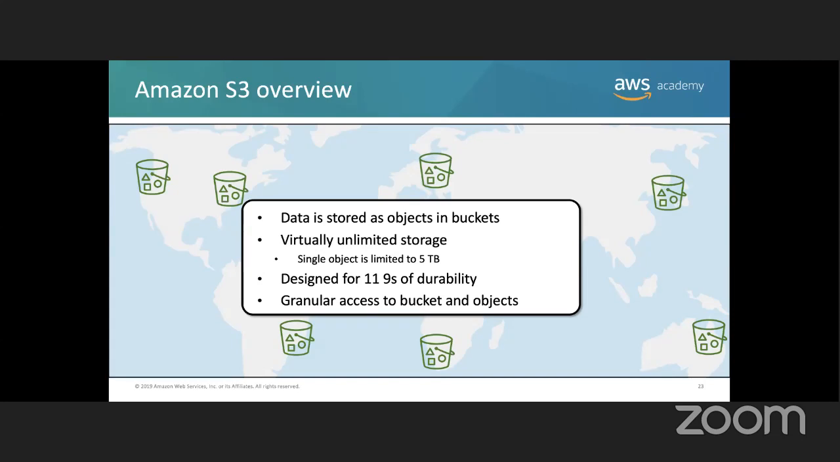The difference between this guy and Glacier is that Glacier has a limit of 40 terabytes per object, okay? Which is much, much bigger than S3, okay? And it's unlimited too. So don't forget that, virtually unlimited storage. There's no limit as to the amount of objects that you can store. But for every object, the limit is 5 terabytes per object. Don't forget that. It's designed for 11 nines of durability.